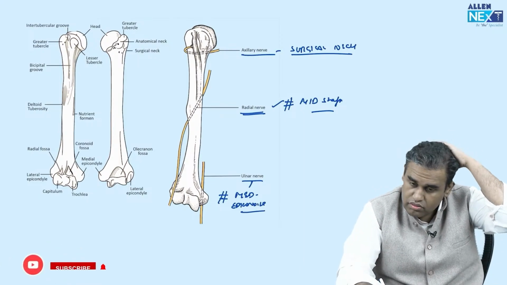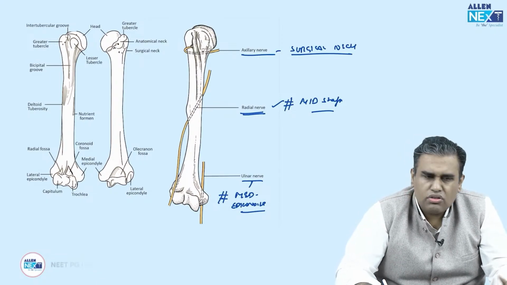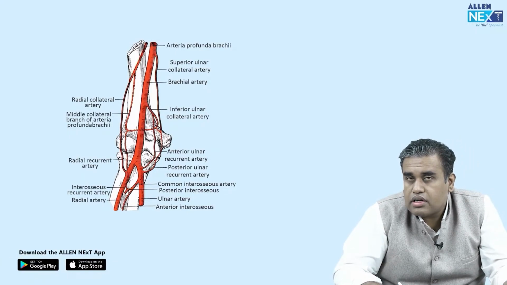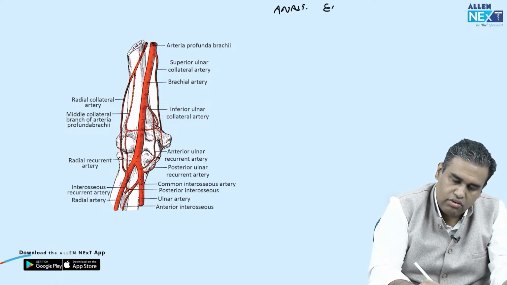अदर फ्रैक्चर्स इन्वॉल्व, जैसे सुप्राकॉन्डाइल फ्रैक्चर है, एंटीरियर इंटरॉसियस नर्व माइट बी इन्वॉल्व ओवर देयर. ठीक है, तो ऑब्वियसली फॉर दैट आगे आ जाओ. एक और लास्ट टॉपिक देखते हैं यहाँ पे, एनास्टोमोसिस अराउंड एल्बो. दिस इज द लास्ट टॉपिक ओवर हियर, दैट इज एनास्टोमोसिस अराउंड एल्बो.